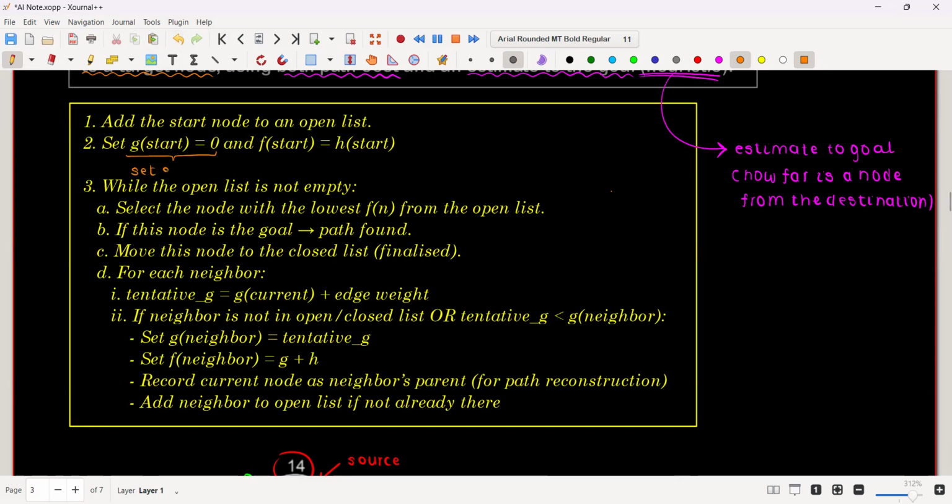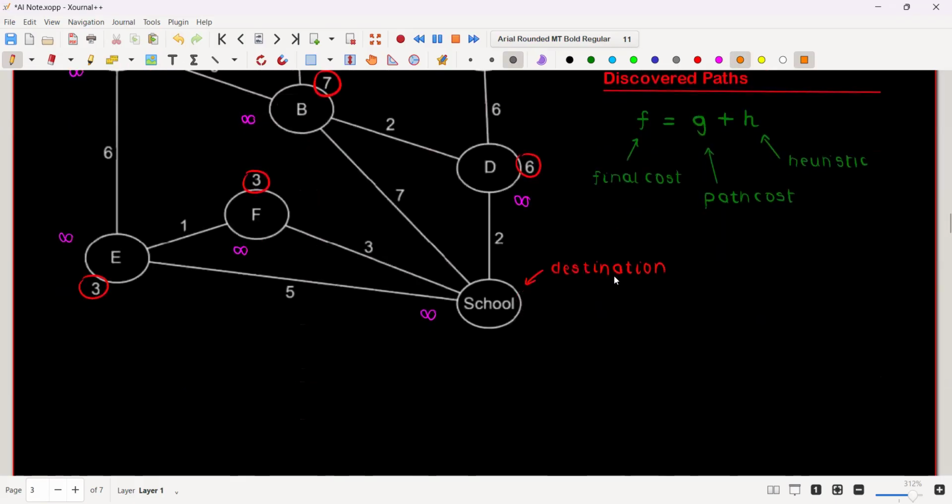Set start's path cost as 0. And F start equals H start means set the final cost of start to the heuristic value of the start. Now, this is best understood with a nice table.